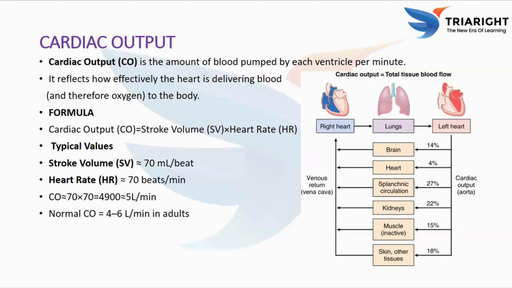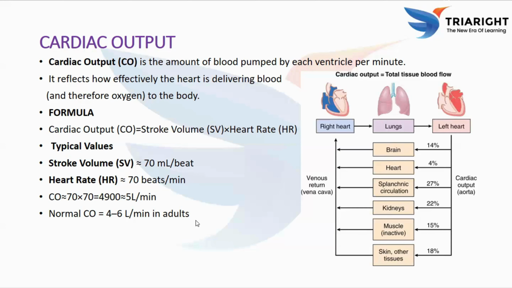So here you can see a picture of the cardiac output and the total tissue blood flow. This picture shows how the blood is distributed. The blood pumped from the left heart through the aorta goes to different parts of the body: the brain 14%, heart 4%, splanchnic circulation 27%, kidneys 22%, muscles 15%, and skin and other tissues 18%. After circulating, the blood returns to the right heart via the vena cava, completing the cycle.